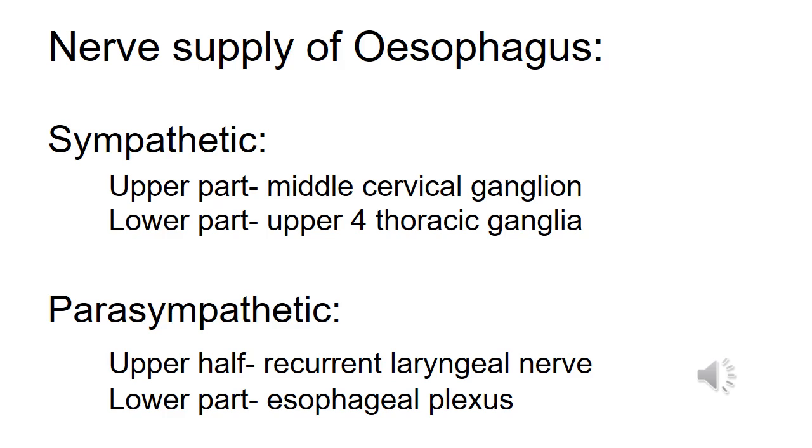Parasympathetic supply to the upper half of the esophagus is by the recurrent laryngeal nerves, while parasympathetic supply to the lower half is through the esophageal plexus formed mainly by the two vagus nerves. Parasympathetic nerves are sensory, motor, and secretomotor to the esophagus.